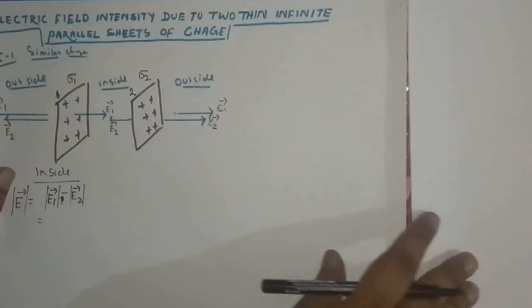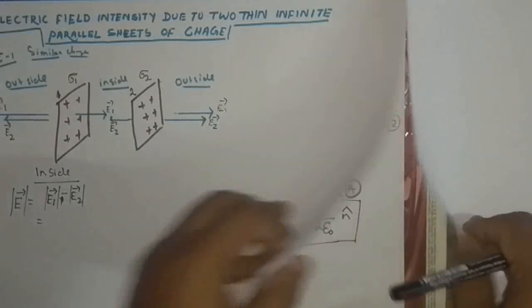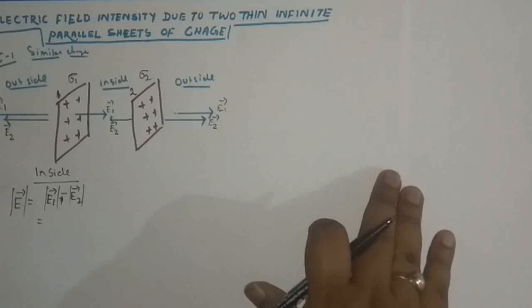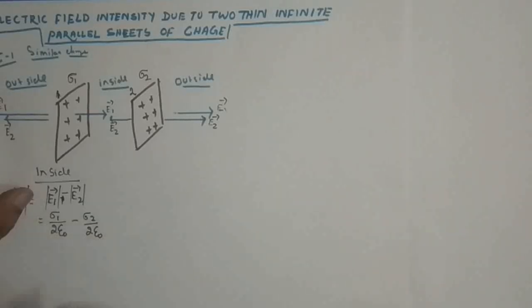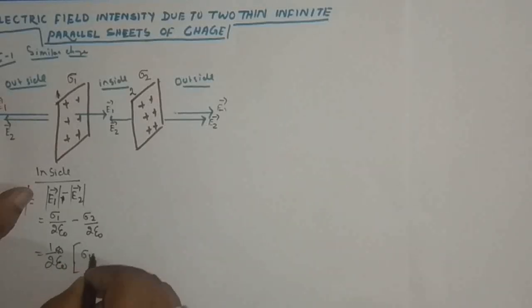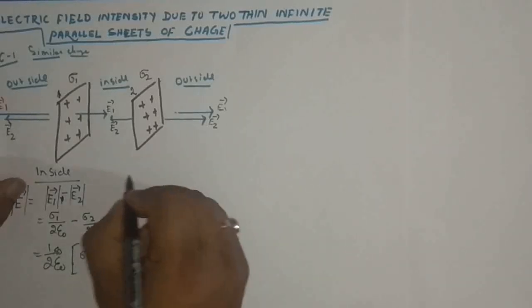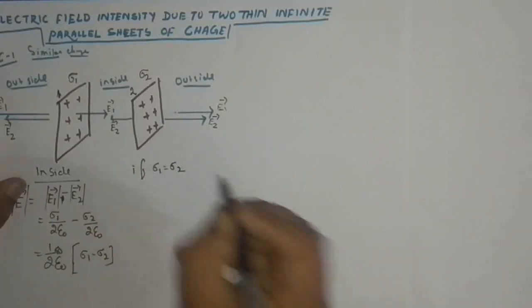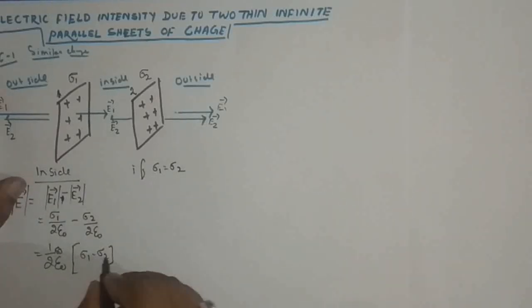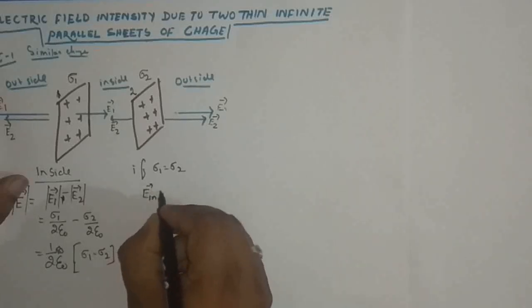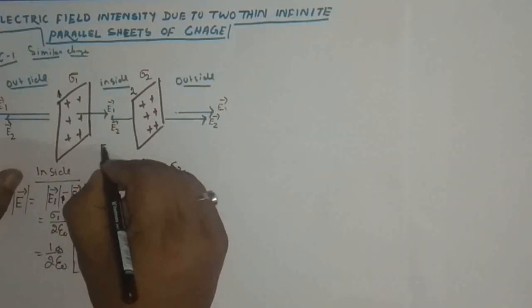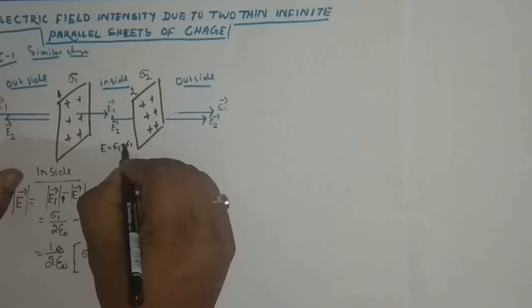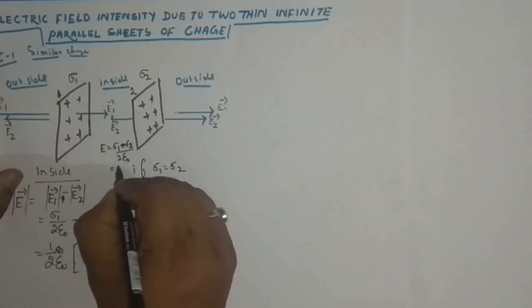We just covered that. For a plane sheet it is sigma by 2 epsilon naught. For the E1 case, sigma 1 by 2 epsilon naught, and sigma 2 by 2 epsilon naught for E2. So 1 by 2 epsilon naught common, times sigma 1 minus sigma 2. Now if sigma 1 is equal to sigma 2, then the electric field inside is 0. This is clear.